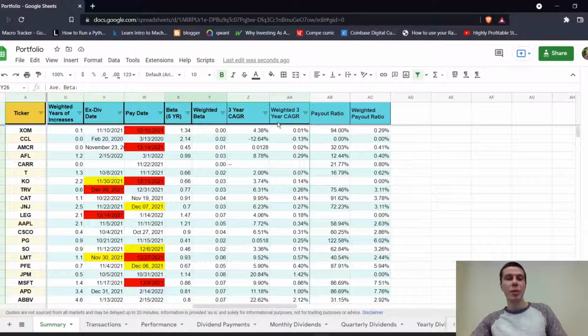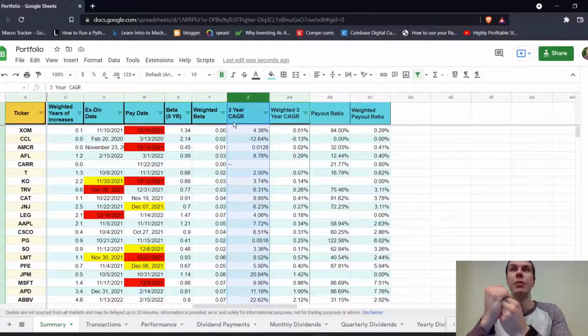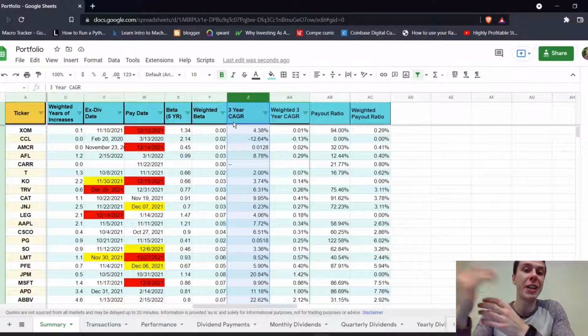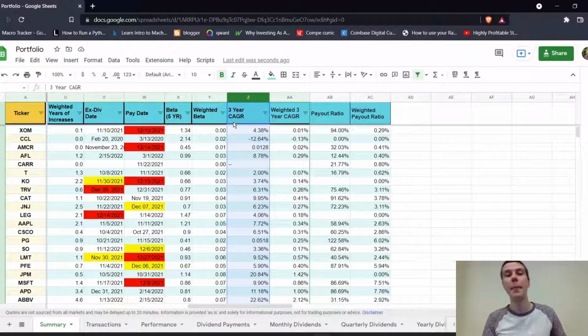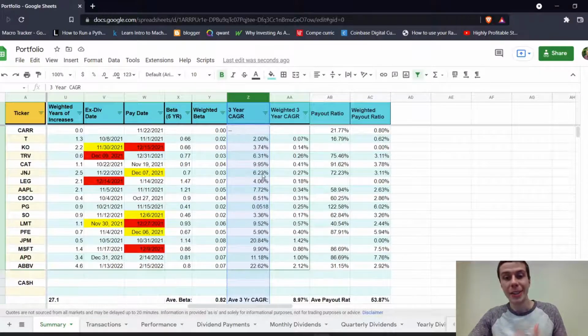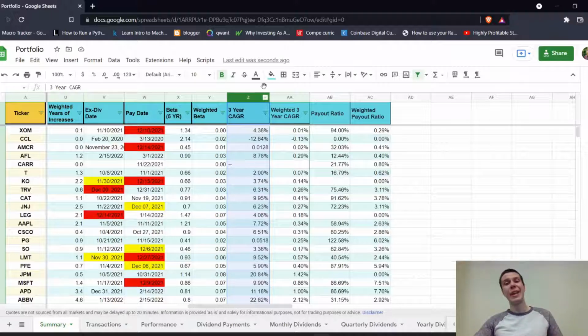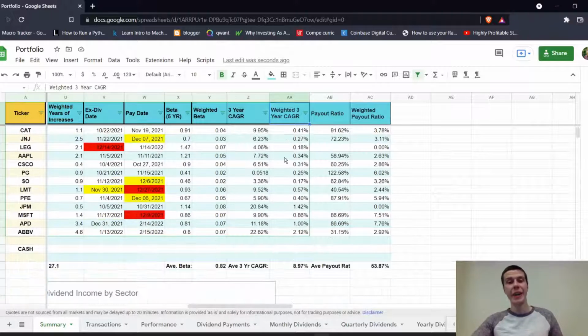And I'm doing pretty much the same thing for these last two metrics, which are the 3-year dividend CAGR. So that's basically the average amount that the company has raised their dividend in the past 3 years. I like to keep track of that for all my positions, and then I do the same thing. I weight it based on the amount of the portfolio that position is, and then I add them up to get an average for the entire portfolio. And right now that's sitting right around 9%, which is something I'm pretty happy with.